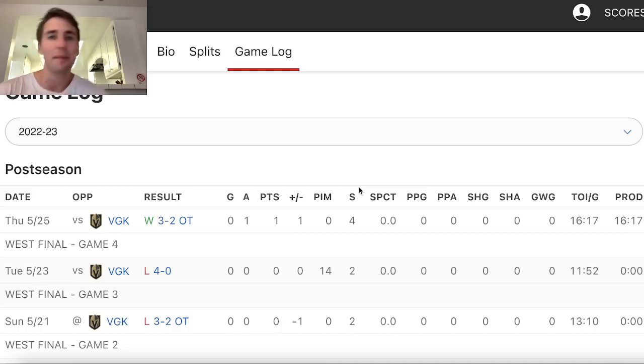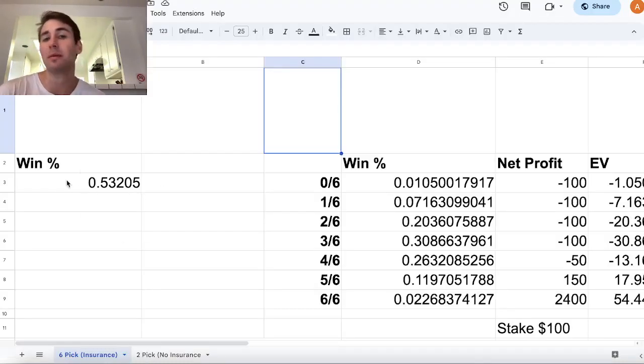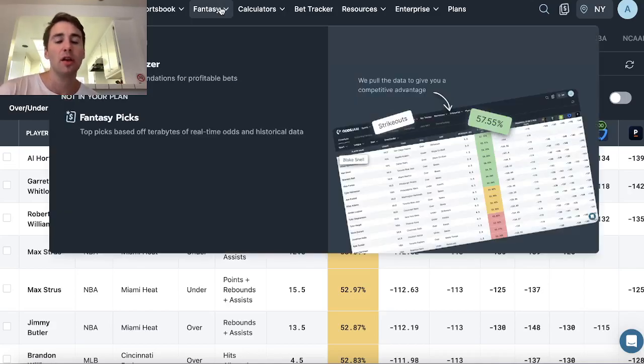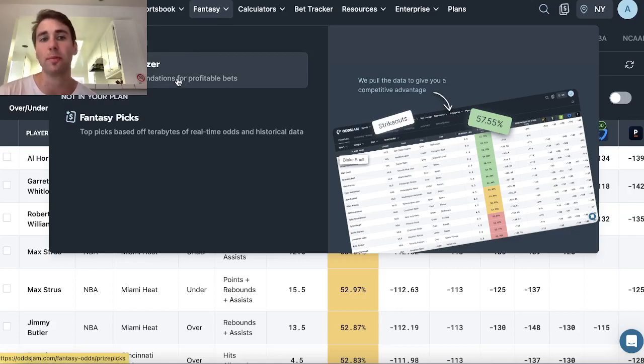This bet isn't a lock. I'm not saying it's a lock. None of that BS. It's just a play with a mathematical edge that's winning 53.2% of the time. So another betting tool I use to find player props on Parlay Play that are winning above 53.2% of the time is called the Fantasy Optimizer.